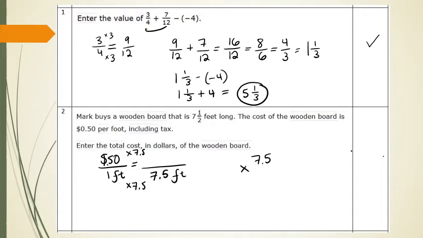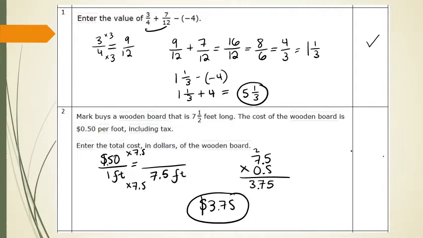So again, lots of different ways you could do this. One way would be to multiply with decimals here. So I have 5 times 5 would be 25, 5 times 7 would be 35, plus 2 would be 37, and I have 2 decimal places, so I'm going to need to have 2 decimal places in my answer. So I'm estimating it's going to be $3.75 to purchase that board, and that would make a true statement over here as well with my proportion. Take a moment and note if you were able to get that one correct.